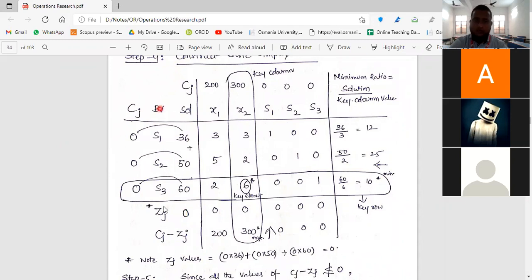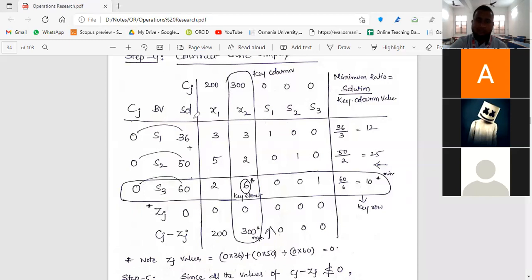Now you need to find out the Zj value. How Zj comes, I have written in this note. Zj means like this you will get 0 into 36 plus 0 into 50 plus 0 into 60. This arrow marks I have given: 0 into 36 plus 0 into 50 plus 0 into 60. You add all these three values. How much will you get?